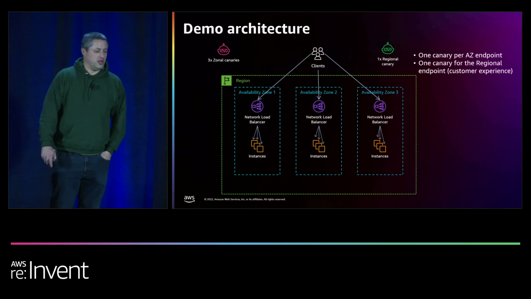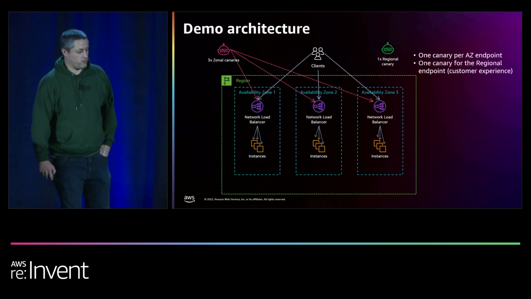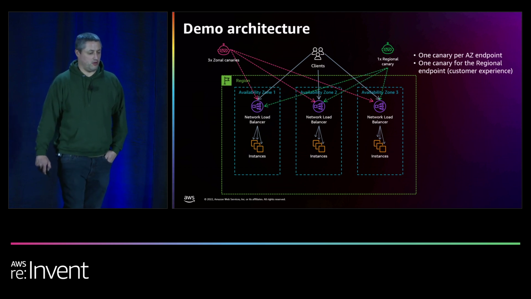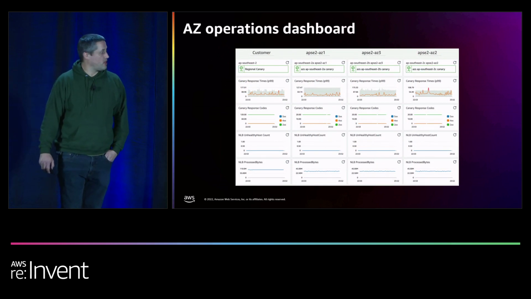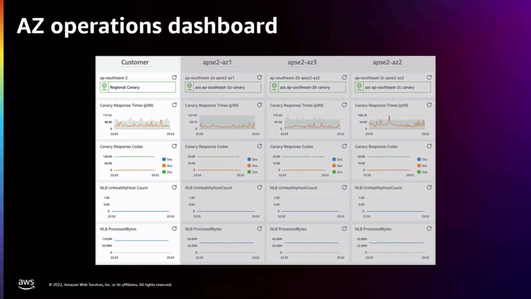Okay. So back to our architecture. We have monitoring running against each AZ individually, and a customer monitor running against all 3. And so the dashboard looks like this. It has 4 columns. The first column is giving us metrics on the real customer experience. We have a canary, an alarm based on the canary results, and the latency that the canary is seeing on the customer endpoint.